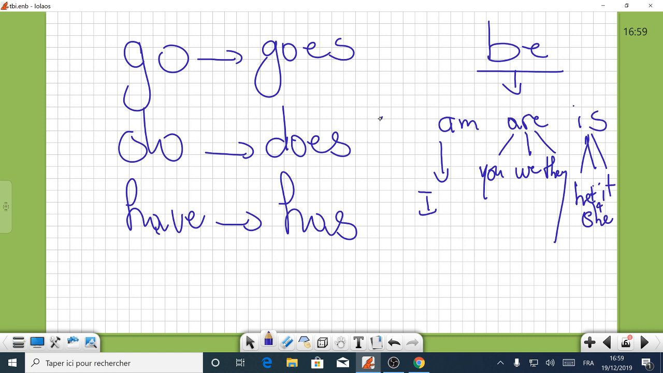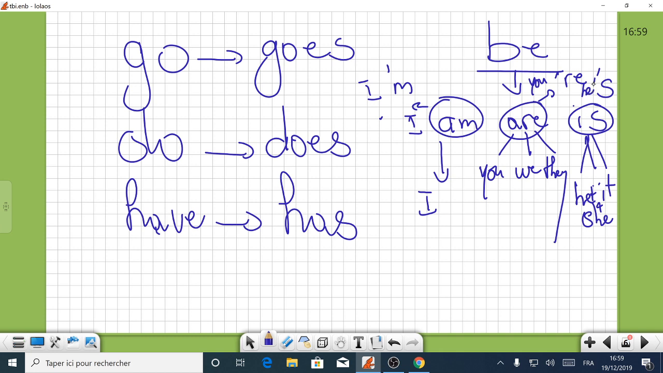Of course, we have full form and we have short form. When it comes to I am, it becomes like that with an apostrophe: I'm. Of course, with are, we have this one. We say you're, like you are or we're, we are, and for is, it becomes like this, he's. So this is more or less about to be.